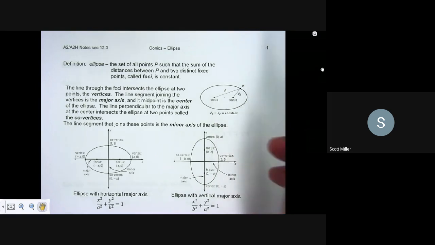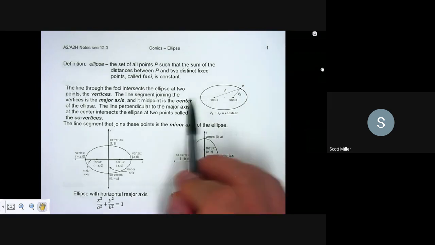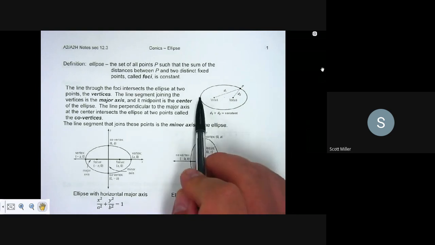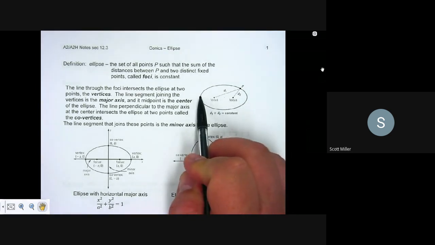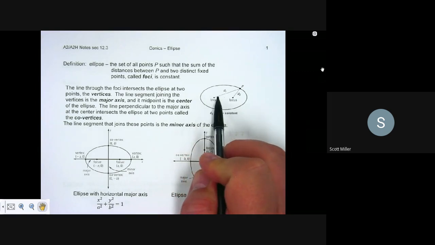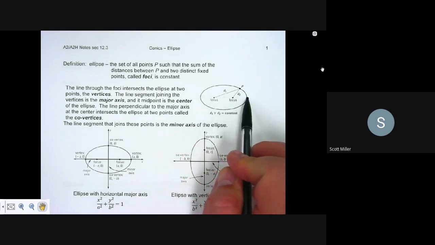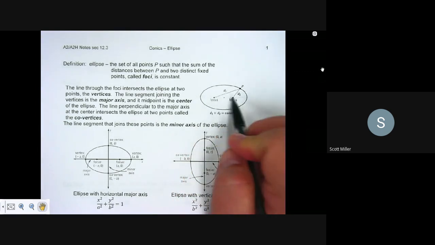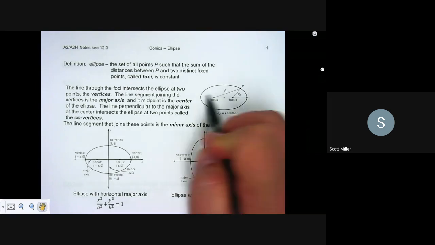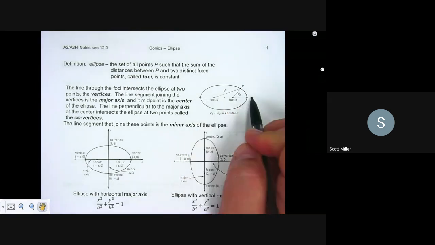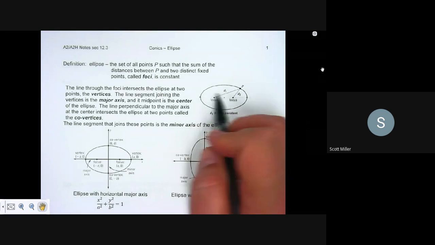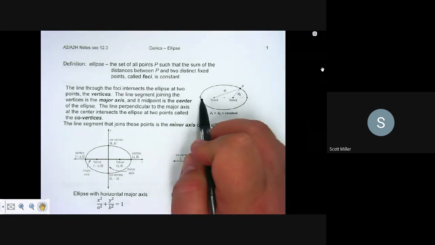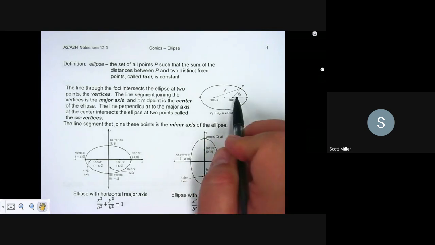You can see that it's kind of elongated in one direction. So this long side right here, if I draw a segment all the way across through the foci to the other side, it's going to go through the center. It's going to touch the curve at these two locations. These locations are called vertices, and this is called the major axis. The major axis contains the vertices, the foci, and the center.